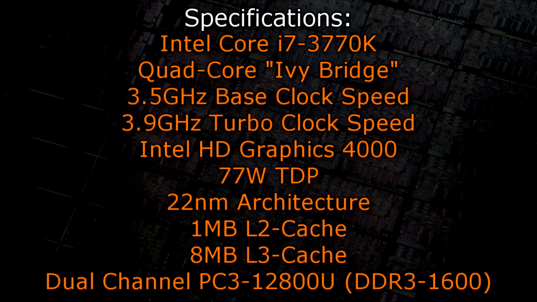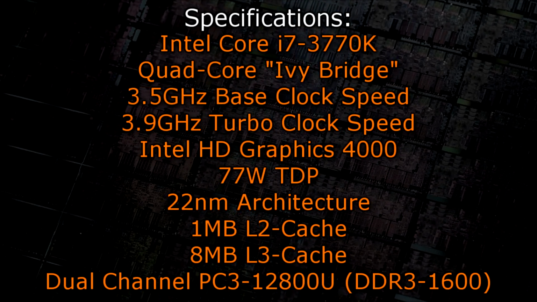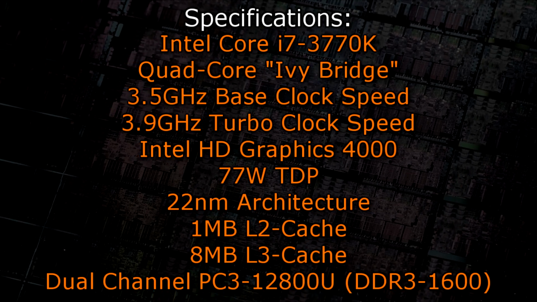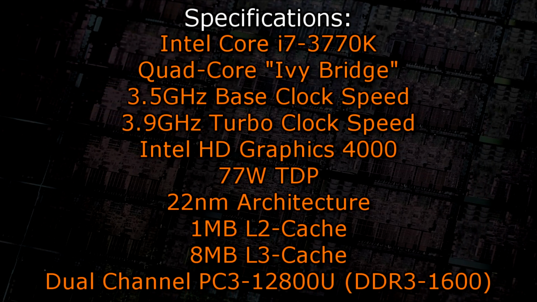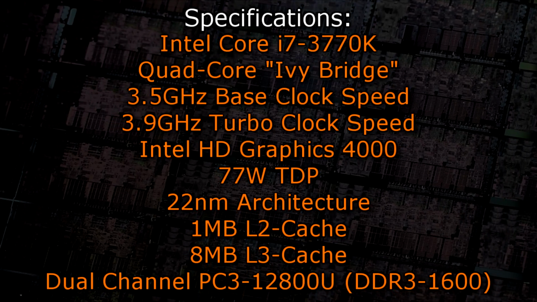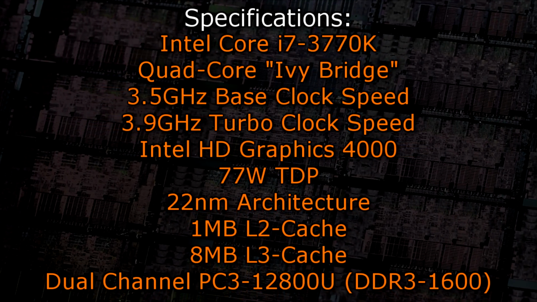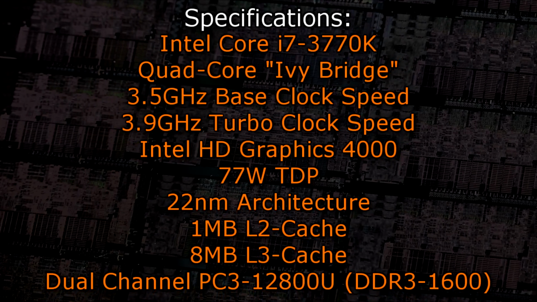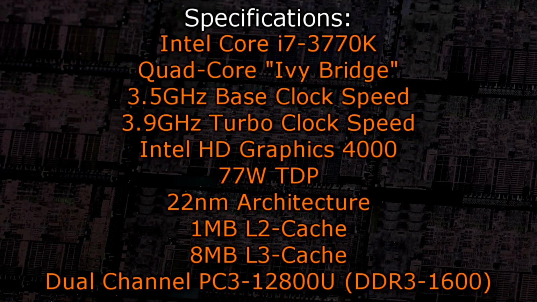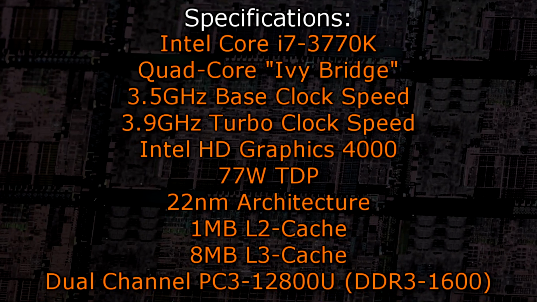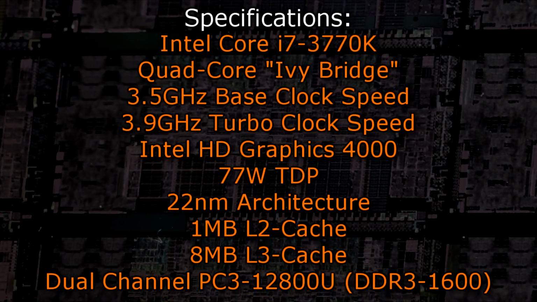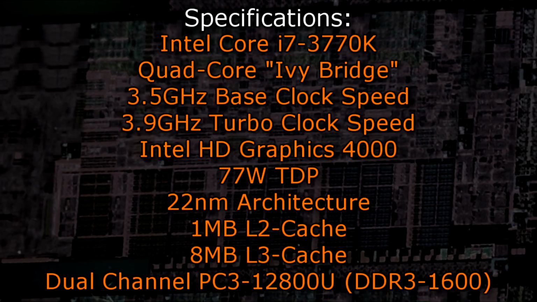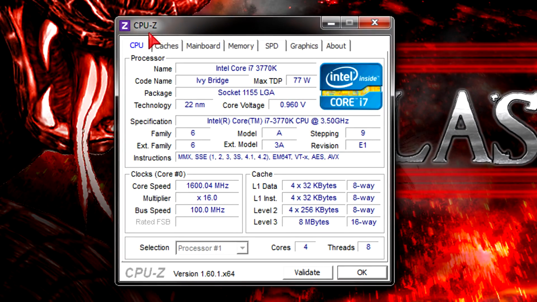Now to the specifications. The Intel Core i7-3770K is a quad-core Ivy Bridge CPU with a base clock of 3.5 GHz and a turbo clock of 3.9 GHz. It also features the new Intel HD Graphics 4000 and has a TDP of 77 watts. The new 22nm architecture is used, and it has 1 MB of level 2 cache and 8 MB of level 3 cache. Dual channel DDR3 1600 memory is supported natively. Here in CPU-Z, this processor gets detected without any problems, and once again we're looking at an Ivy Bridge CPU that runs in the LGA 1155 socket.